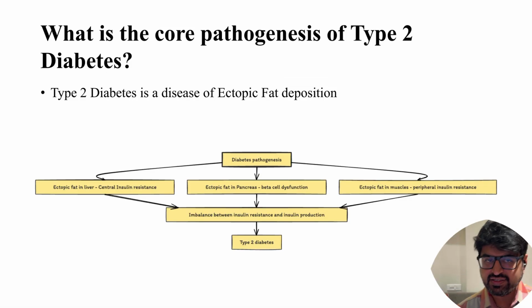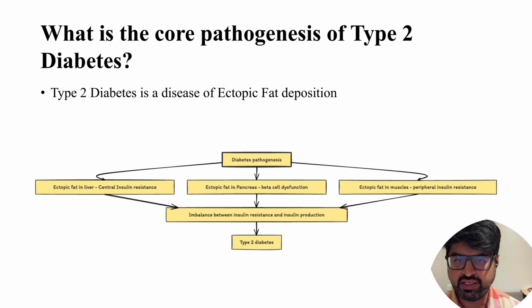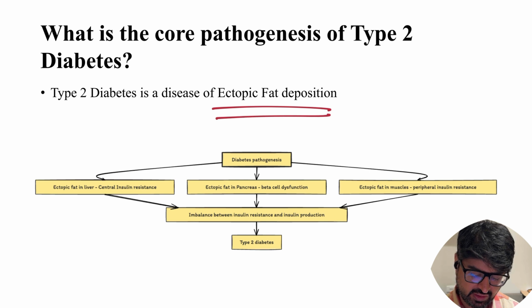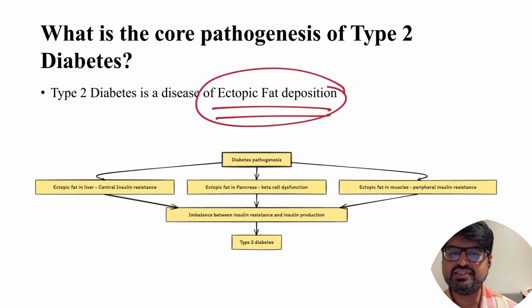So at the core, and this is the major thing, right? At the core, the problem is not insulin, the problem is not blood glucose, the disease is ectopic fat. This is the disease. This is the fundamental disease that we have to recognize, and this is the fundamental disease that we have to treat. Now, why ectopic fat, and how ectopic fat contributes to both diabetes as well as the diabetes related complication.